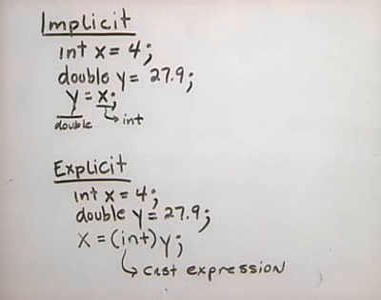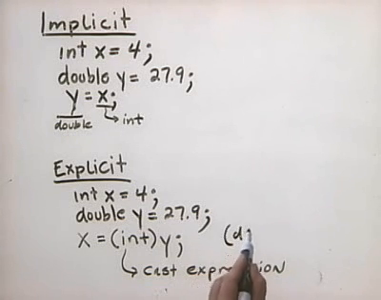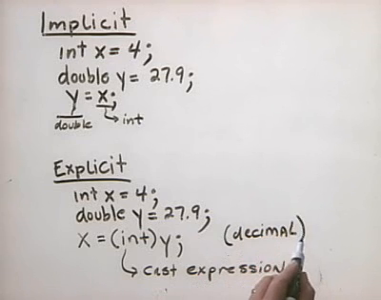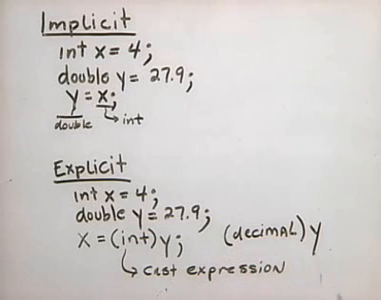So, for example, in a different situation, if I wanted to cast y to a decimal, I would just simply include in open close parentheses decimal y. That's a cast of the value of y to a decimal. So you can see that when you explicitly convert data types, it's done through the casting expression.